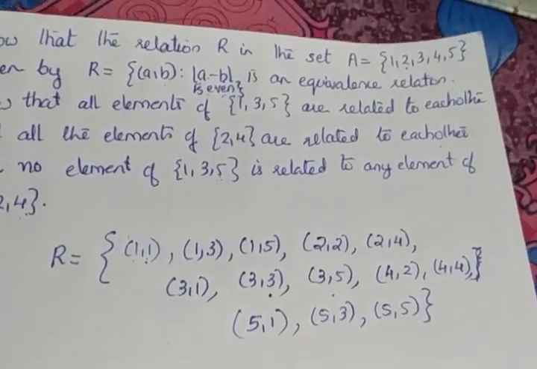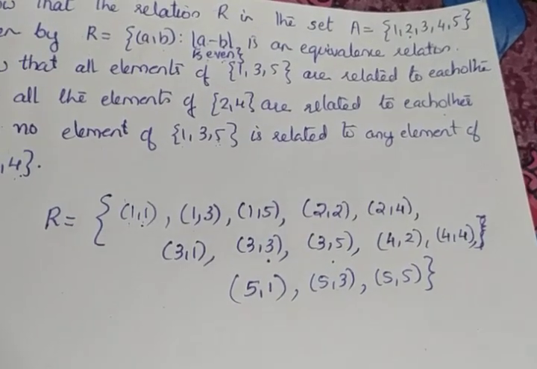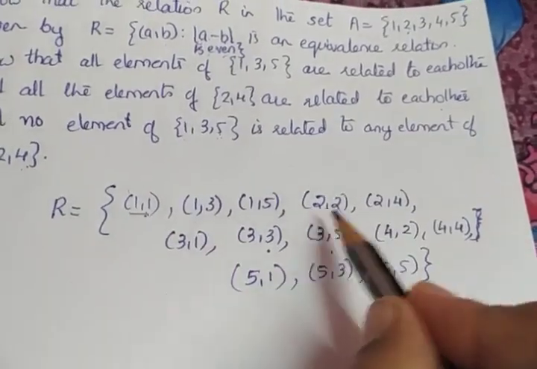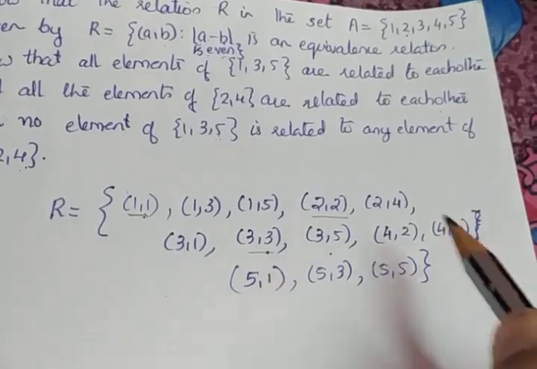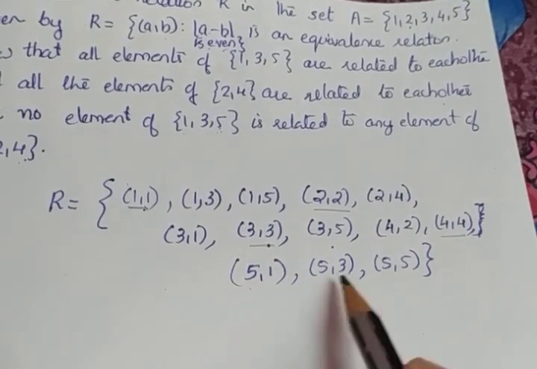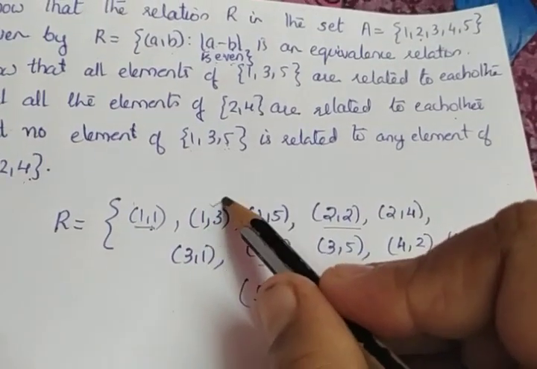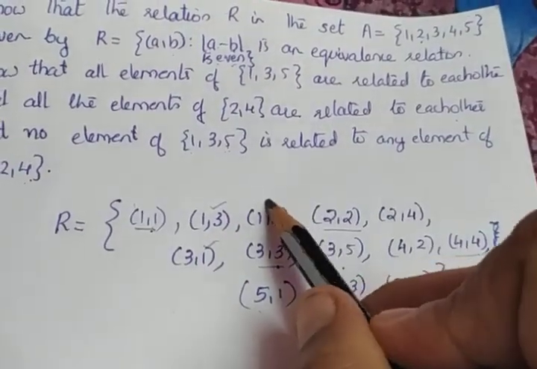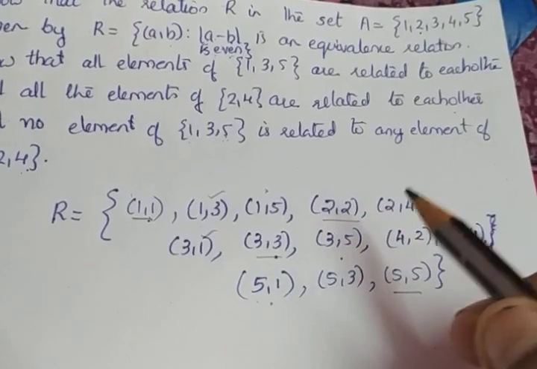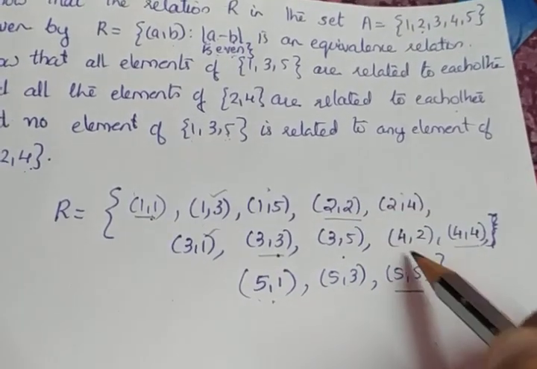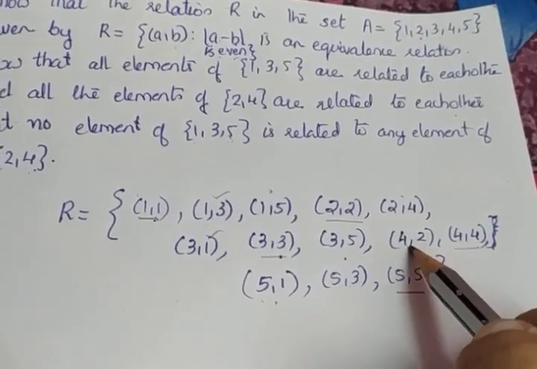Again, we have to check whether it is reflexive, symmetric or transitive. (1, 1) is an element, (2, 2) is an element, (3, 3) is an element, (4, 4) is an element, (5, 5) is an element. So it is reflexive. Again, if we take (1, 3), then (3, 1) is an element. If we take (1, 5), (5, 1) is an element. If we take (2, 4), (4, 2) is an element. That means it is symmetric.